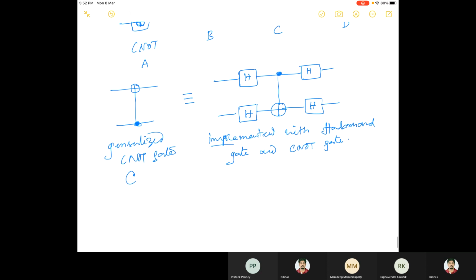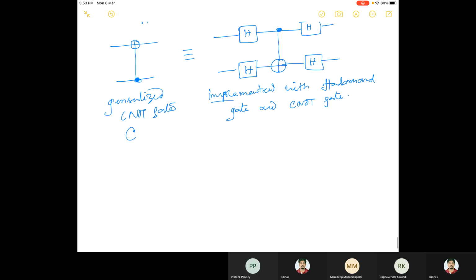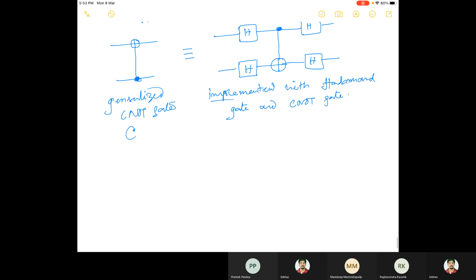Let me put another control gate here, which is called the control phase gate. It is the same thing as the CNOT gate, but instead of a NOT gate, it will be a one qubit phase shift. So controlled phase shift.